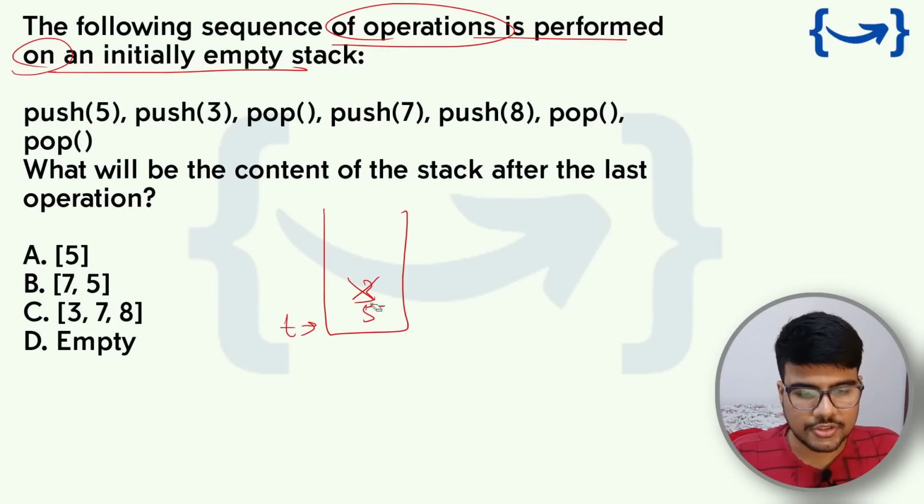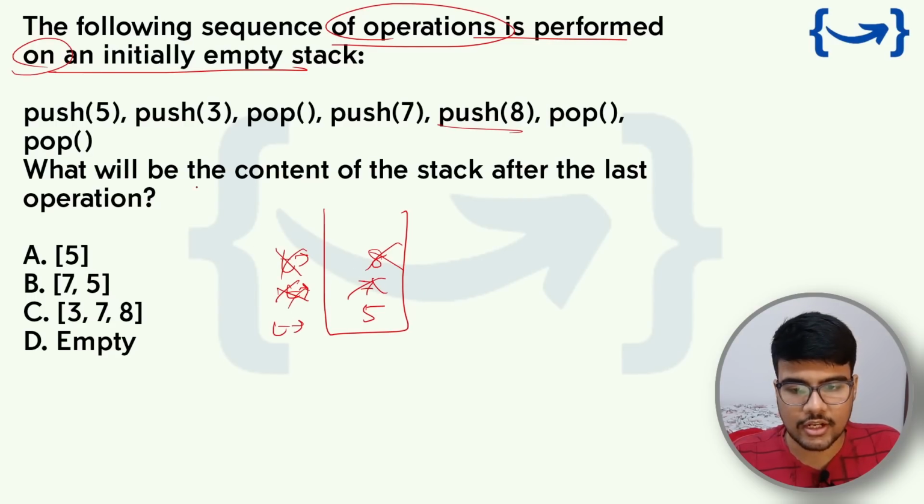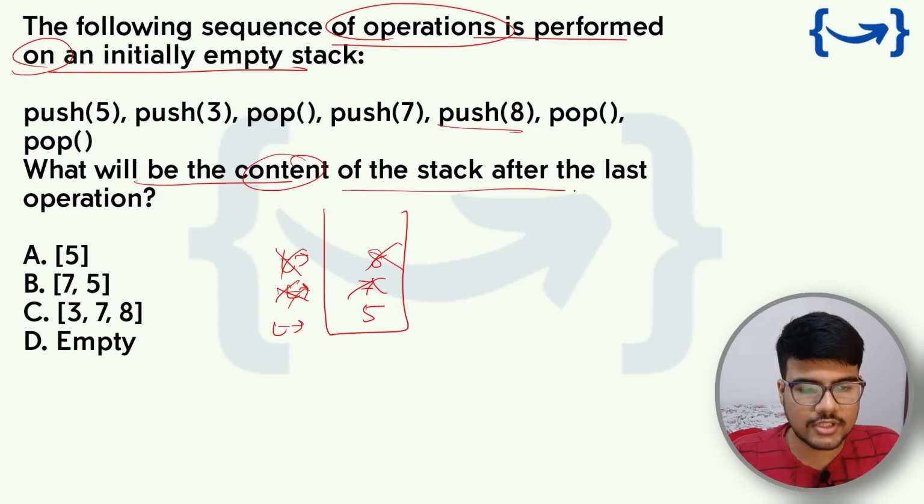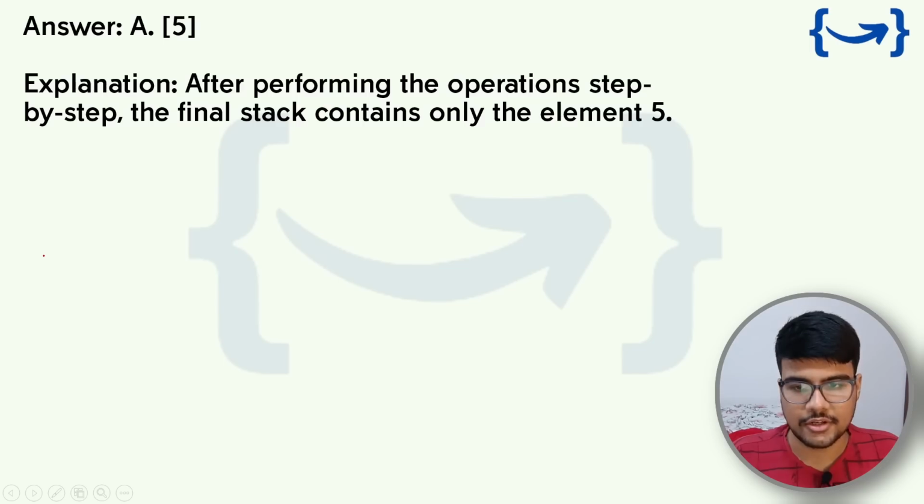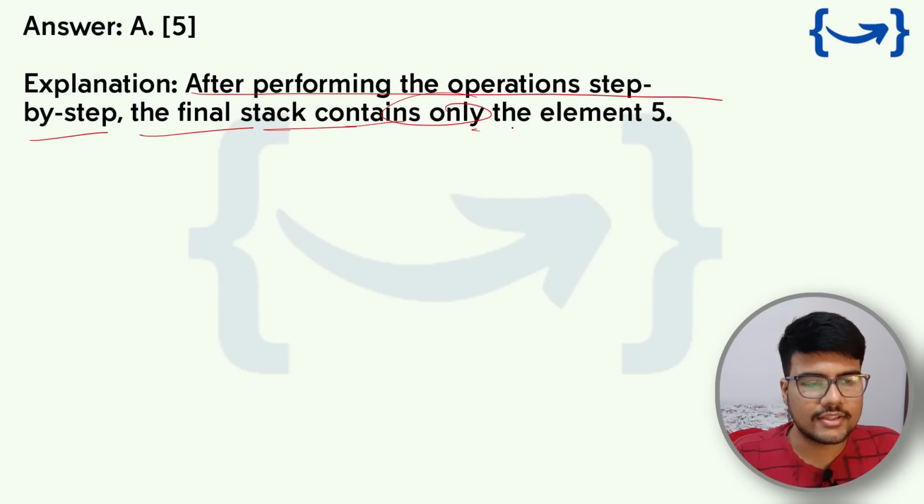Now push 7. So instead of 3, we got 7 here, and again my top is reinitialized to 7. Now push 8. I got 8 here, and my top is denoting 8. Now pop, so 8 has been popped. Top will reinitialize here. 7 is again popped, so now top is reinitializing here. What will be the content of the stack after the last operation? It is 5, as we can see. The answer is 5. Explanation: after performing the operations step by step, the final stack contains only the element 5.